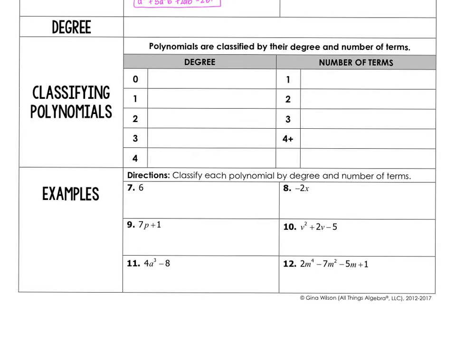All right, for number 7, it says polynomials are classified by their degree and number of terms. So if the degree is 0, it's called a constant. An example of that would just be any number, like the number 5. If the degree is 1, that means it is linear. An example of that would be something like 5x, because the degree here is a 1.